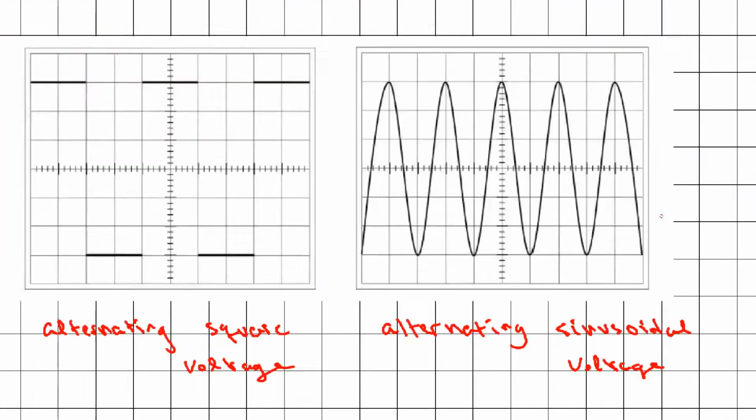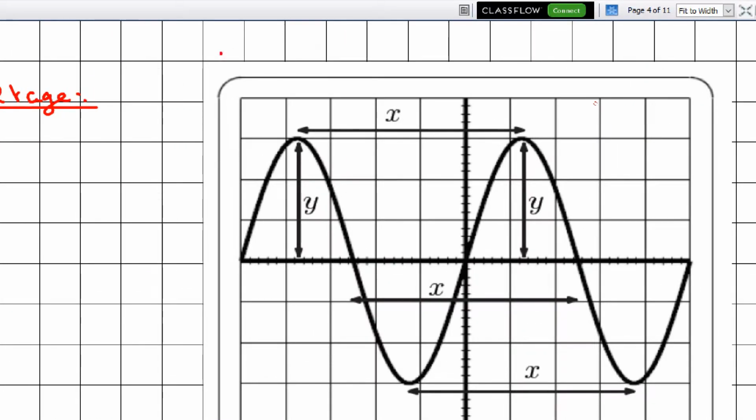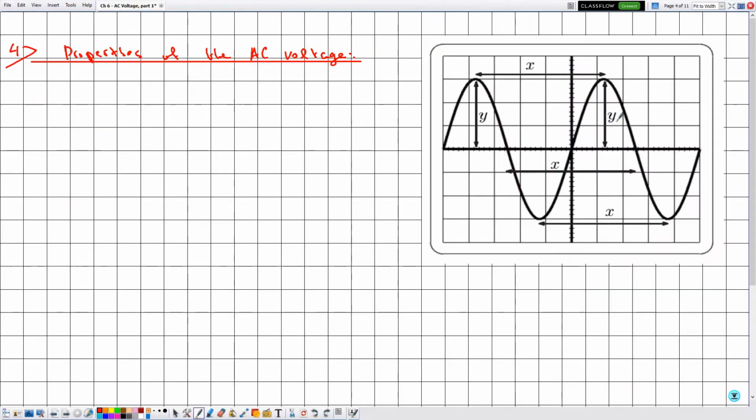the sinusoidal. So what's the type of this voltage? This is simply given by AC sinusoidal voltage source.